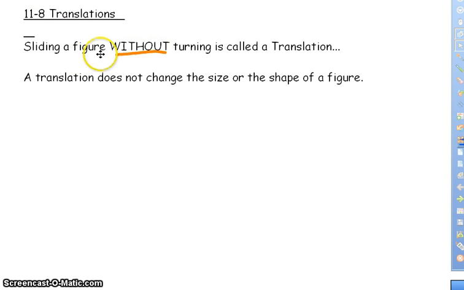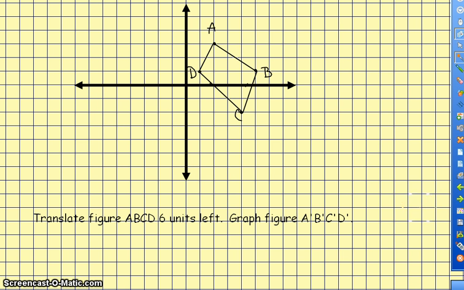So we're sliding a figure without turning it. Okay, it's not going to change the shape or the size of the shape. It should look exactly the same, just in a different spot. Okay, so we're talking about it on a coordinate plane.